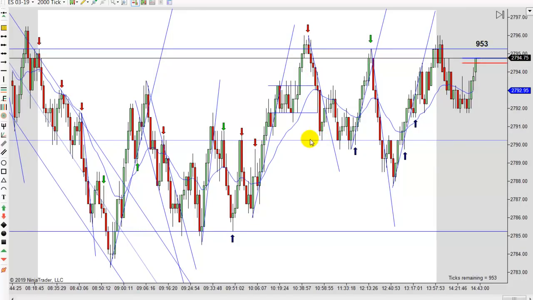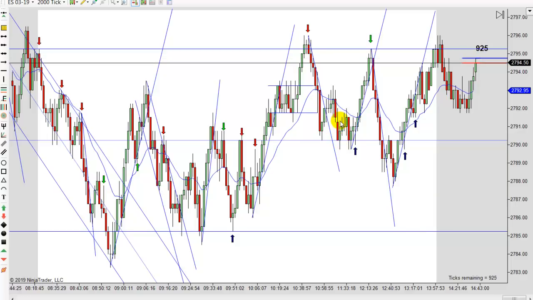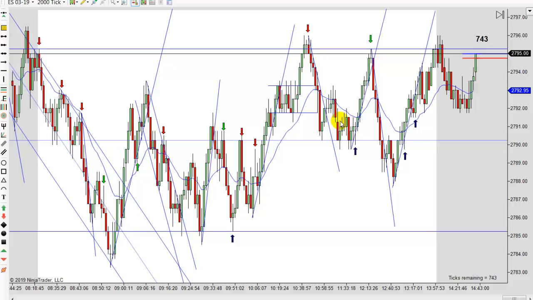And where does it bounce? Right at the midline. It bounces a second time. There's actually a second entry long right there, but I'd want to see a double test, and we don't get that until we actually get a double test right here. So you could have entered here.